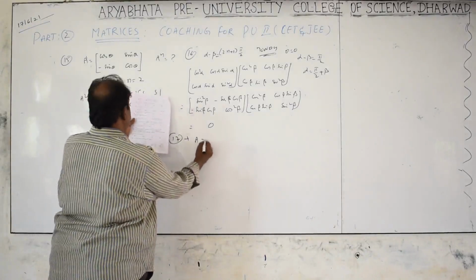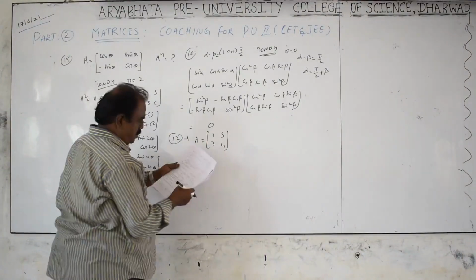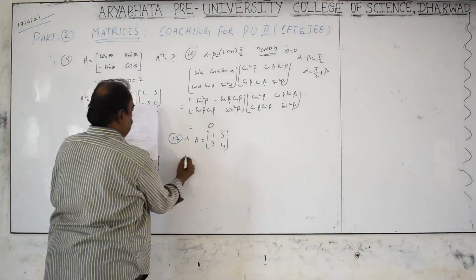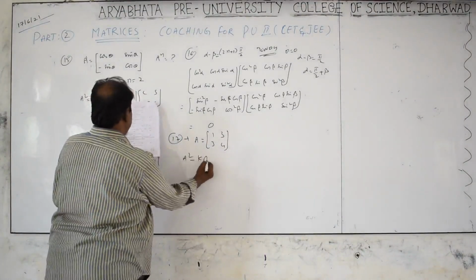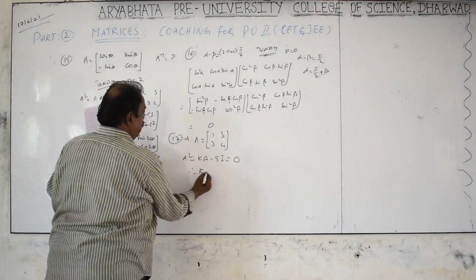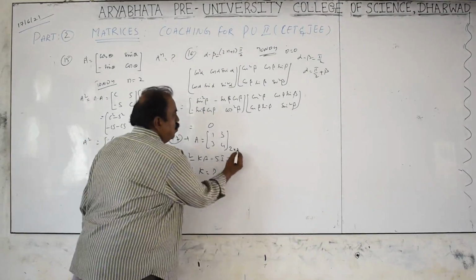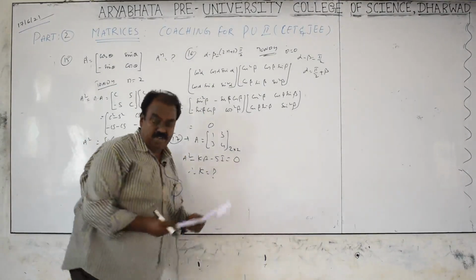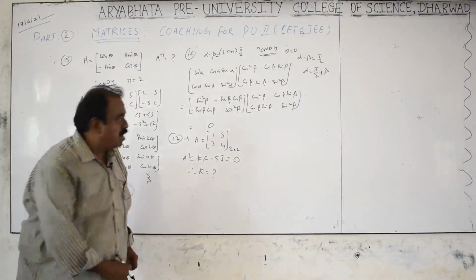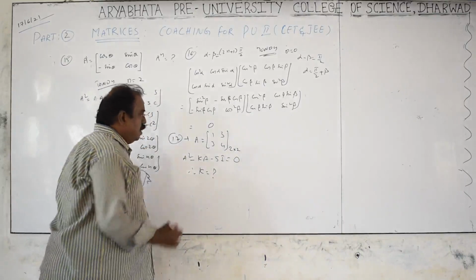17th: capital A is equal to the matrix [1, 3; 3, 4]. We are asked to find K such that A square minus KA minus 5I is equal to 0. Then what about the K value? It is a 2 by 2 matrix. Observe, please.